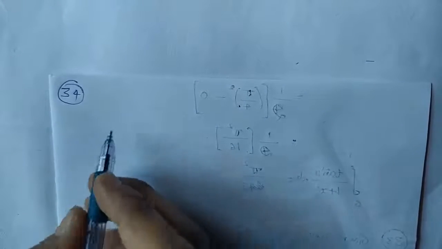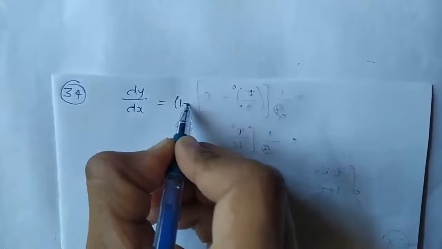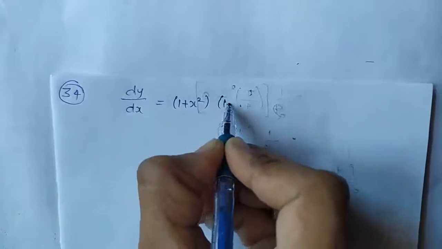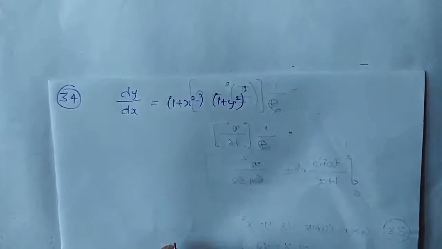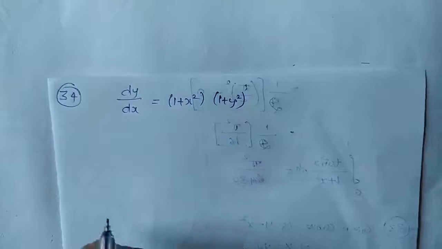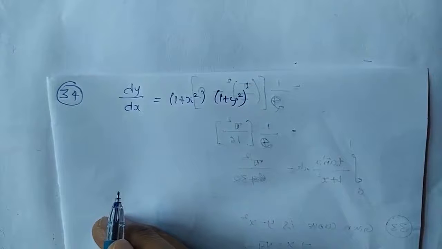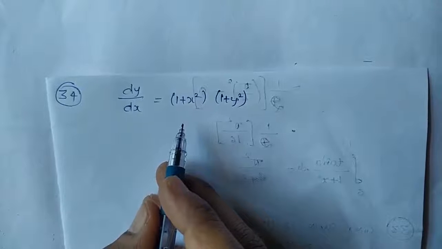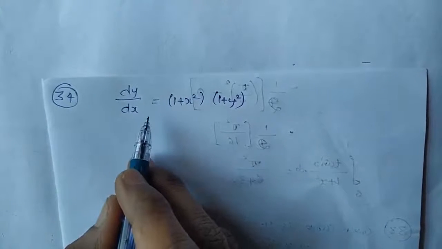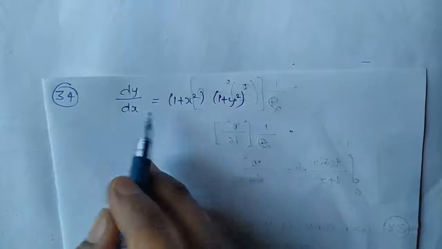In our model paper we have the question: solve the differential equation dy by dx equals (1 plus x square) into (1 plus y square). It is a question belonging to differential equations, related to the variable separable method. You just separate the variables. Take y variables to the left side and send x variables to the right side.